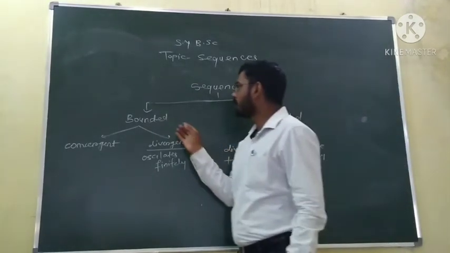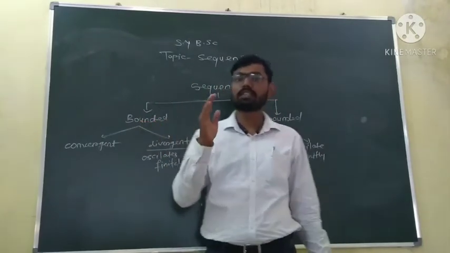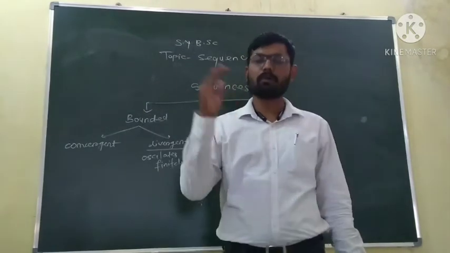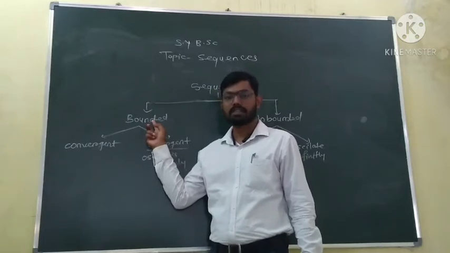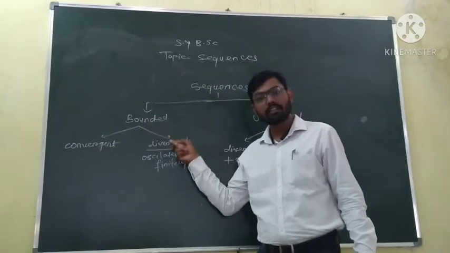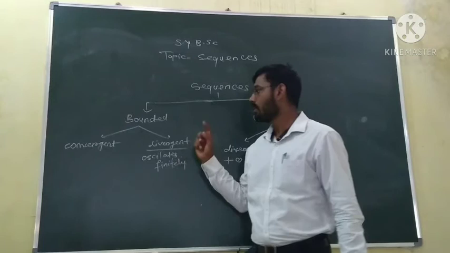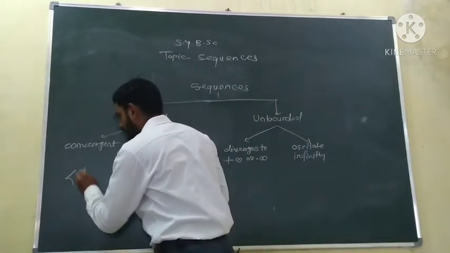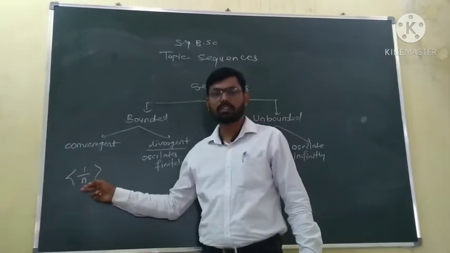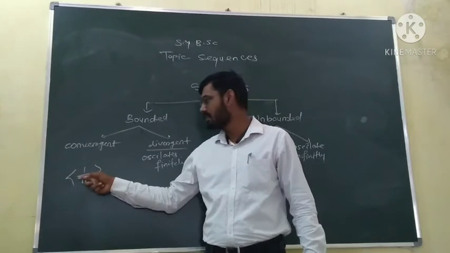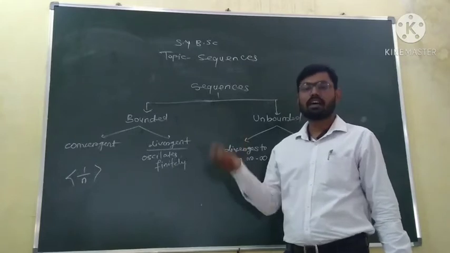Now, we will first go to the type of bounded sequences. A bounded sequence has some upper limit and lower limit, or upper bound and lower bound. So a bounded sequence is either convergent or divergent, but the divergent ones oscillate finitely. We have seen examples. See the example, the sequence 1 by n. This is a bounded sequence, and it is convergent, and its limit is 0.